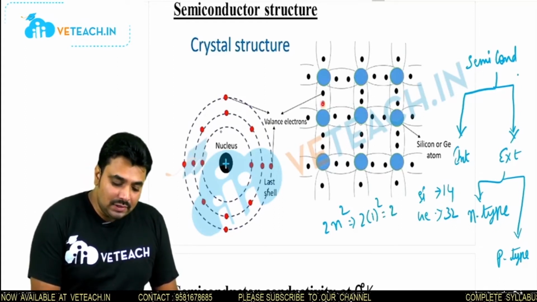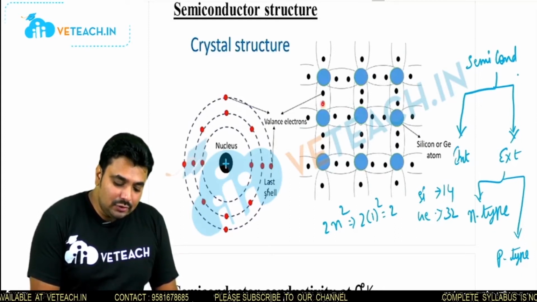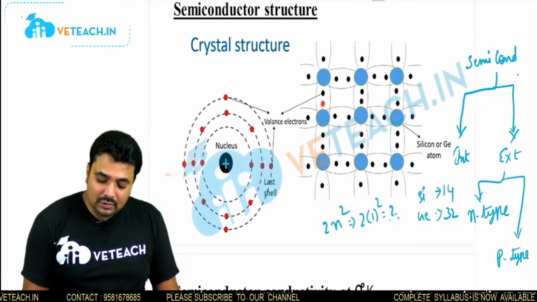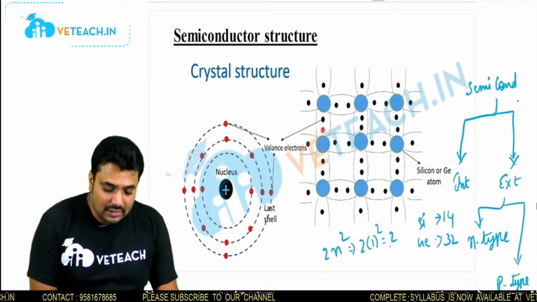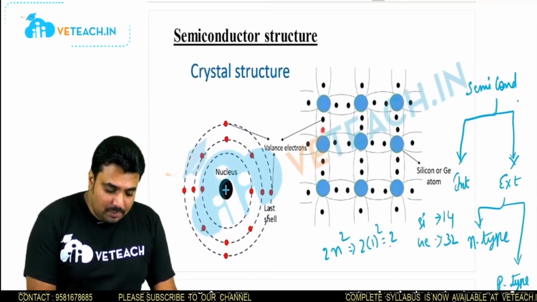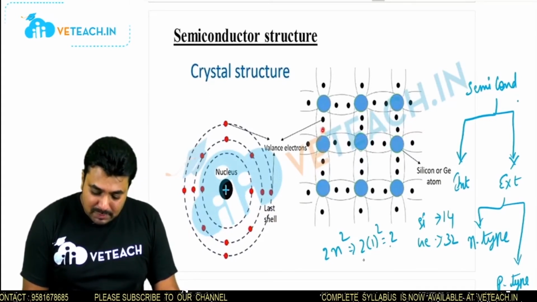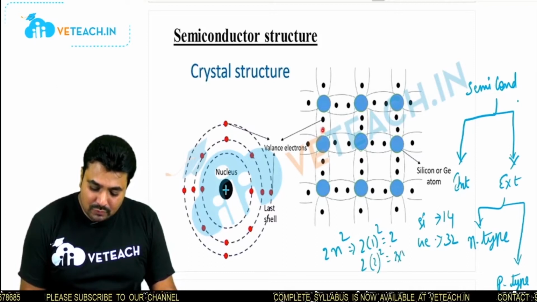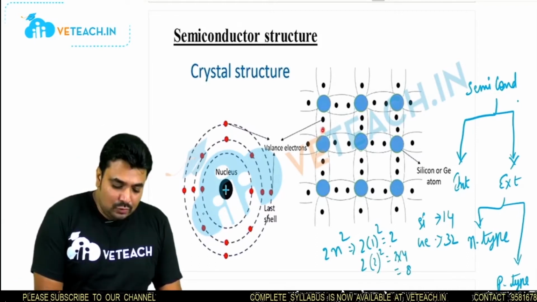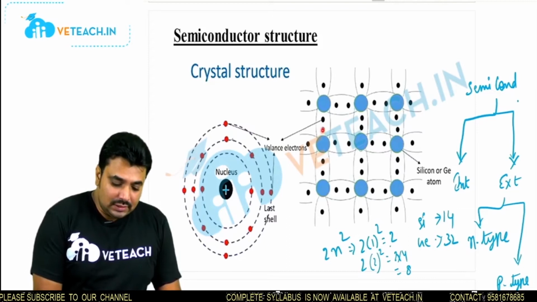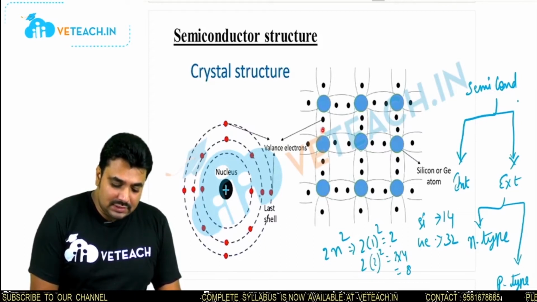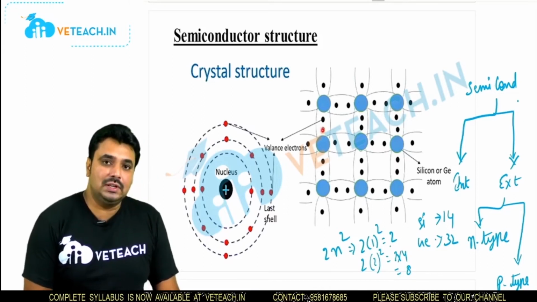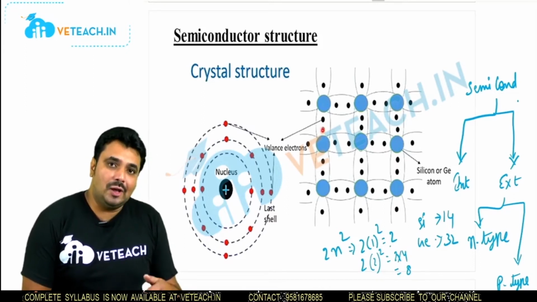The first orbit, which is very near to the nucleus, can hold 2 electrons. For the second orbit, it is 2 into 2 square, that is 2 into 4, which is 8. So 2 electrons are present in the first orbit, 8 electrons in the second orbit, and 4 electrons in the third orbit. And like that, further orbits will be there.